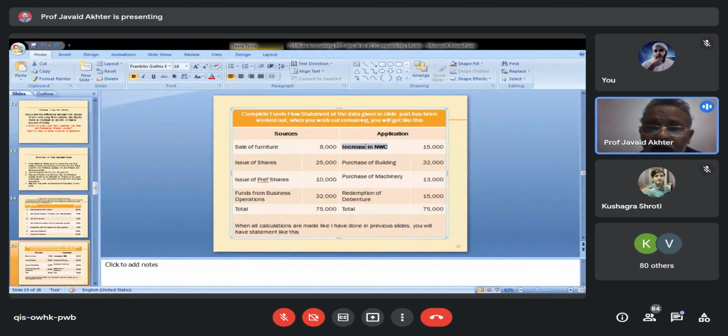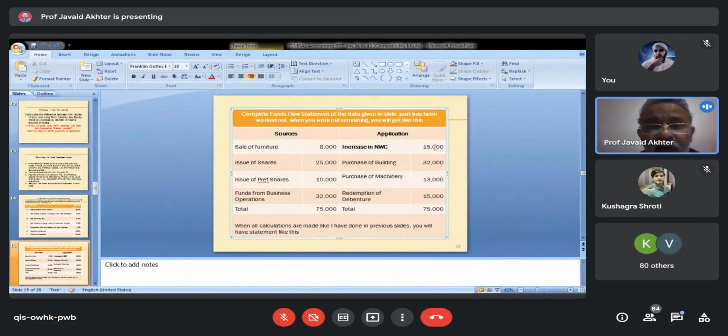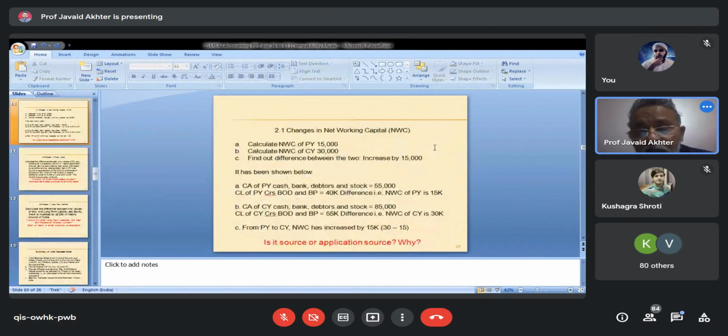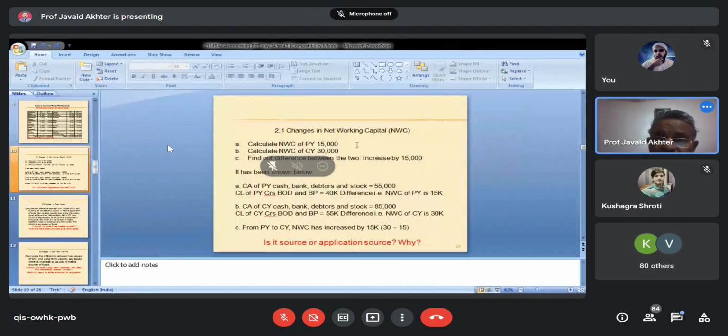What is the difference? You don't calculate the overall change in net working capital. What is this 15,000 change showing? It is the difference between current assets and current liabilities of the previous year, the difference between current assets and current liabilities of the current year, and again the difference between these two. This is how you have arrived at this 15,000.